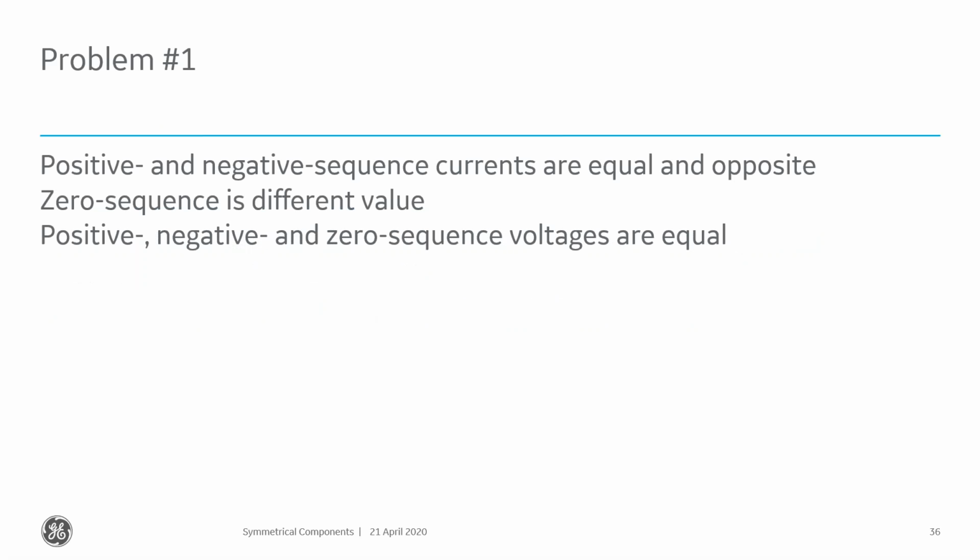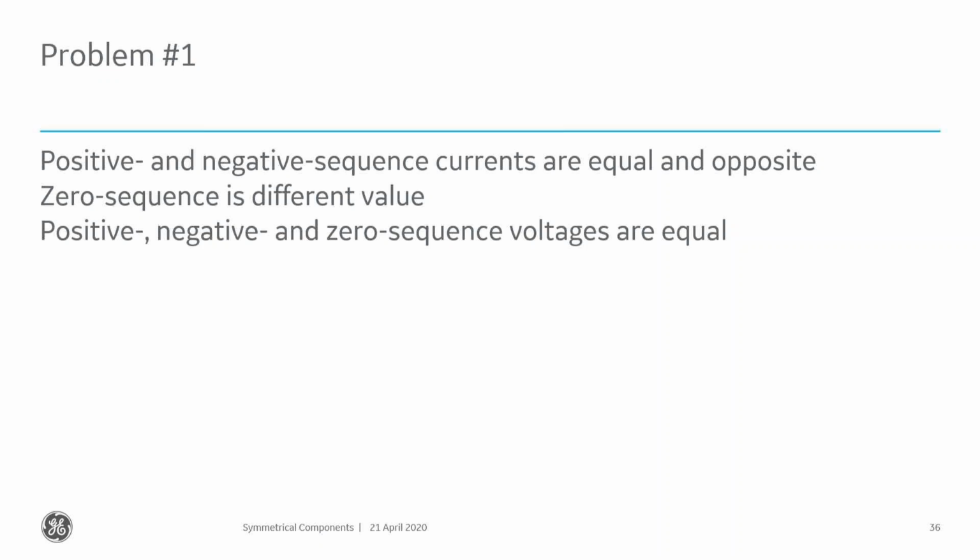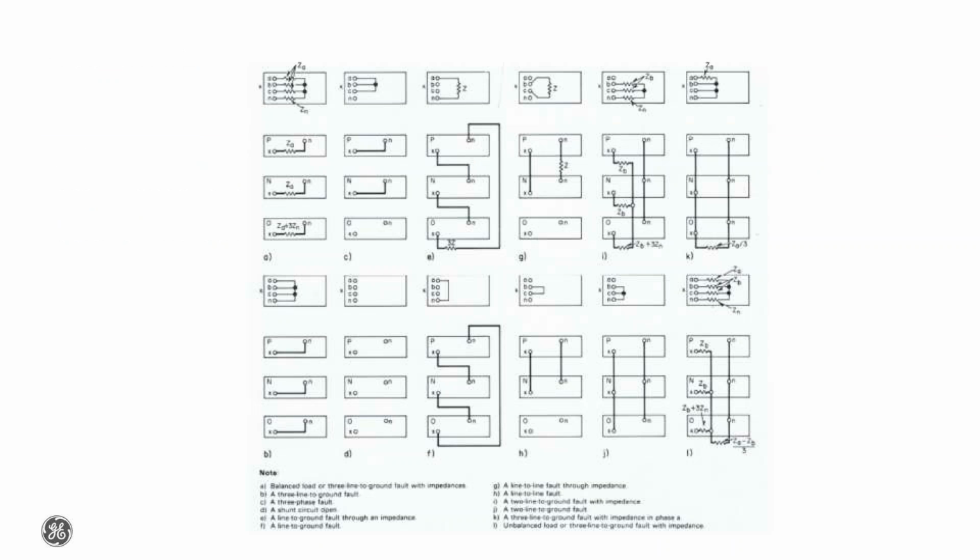The positive and negative sequence currents are equal and opposite. Zero sequence current is a different value than the positive and the negative sequence. Positive, negative, zero sequence voltages are equal. So the question then becomes, which one of these things looks like that?